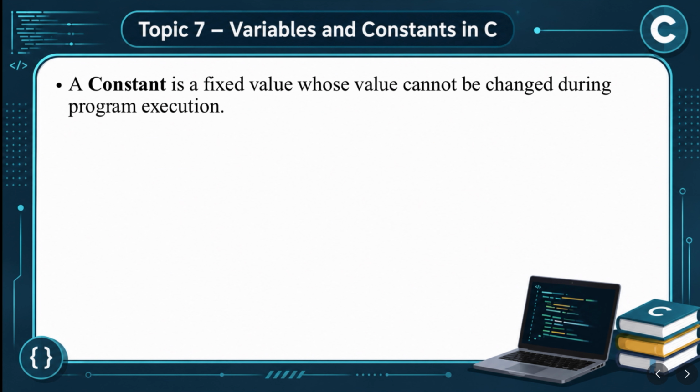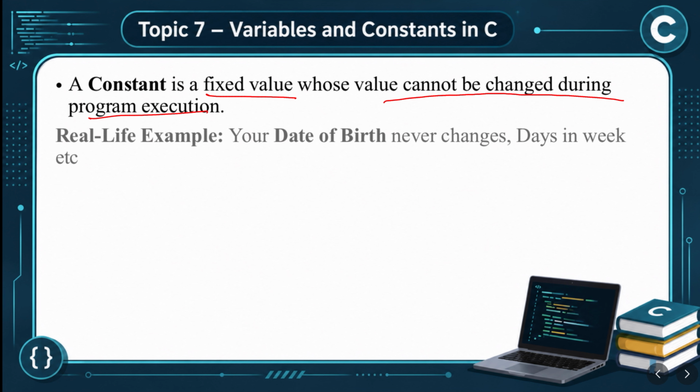Let us see about constants. What is a constant? A constant is a fixed value whose value cannot be changed during the program execution. For example, real life examples are your date of birth and days in a week, right? These won't change, so these are constants.